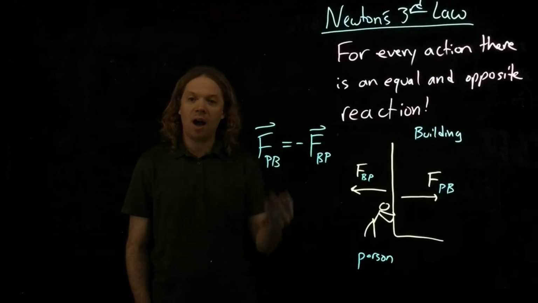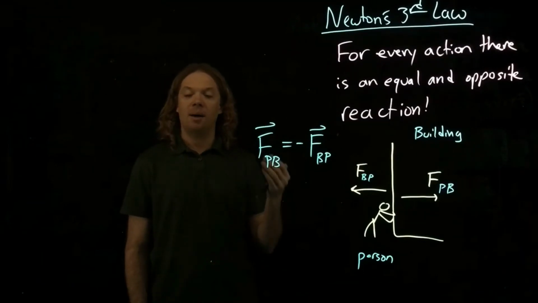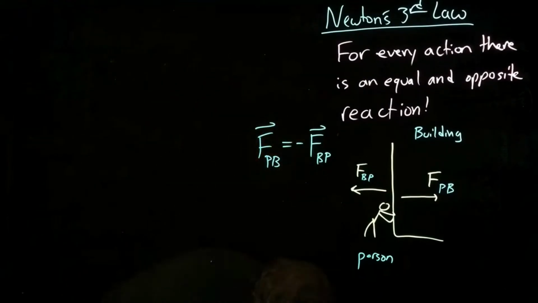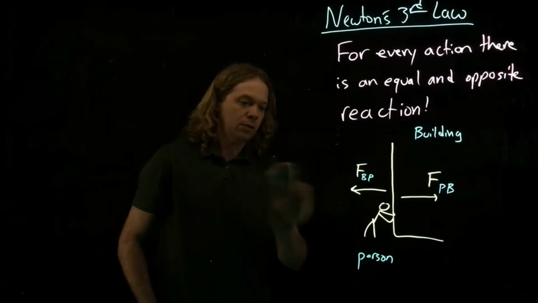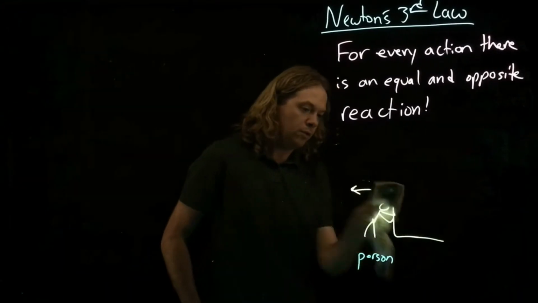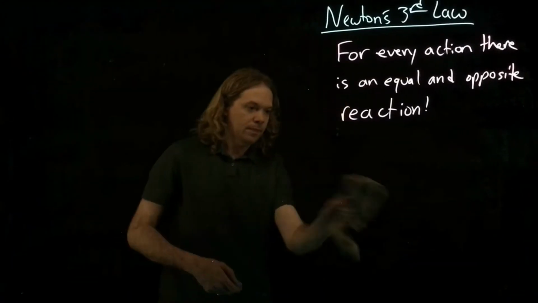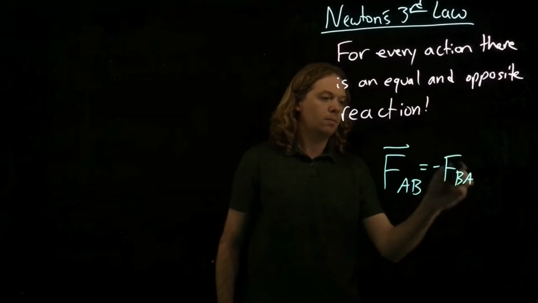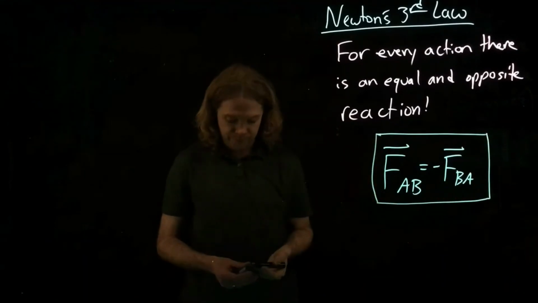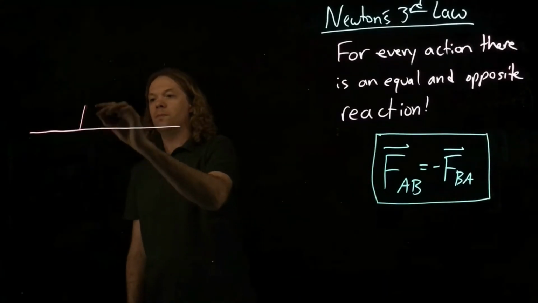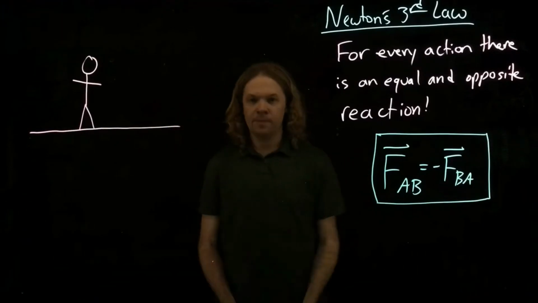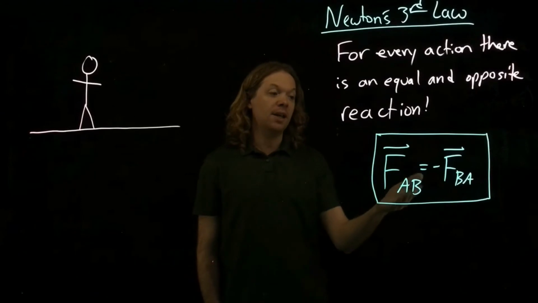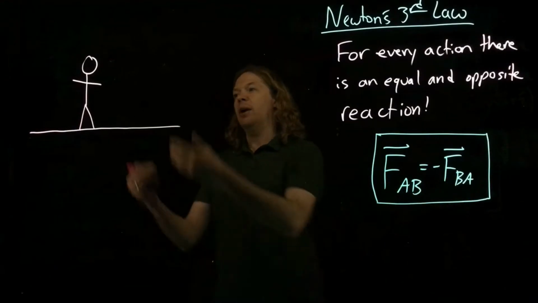Now I want to go into a common misunderstanding of Newton's third law, which is the person standing on the ground and the normal force. Okay, so I've replaced my specific picture with a more mathematical statement of Newton's third law: F A on B is minus F B on A. And now I have my person.